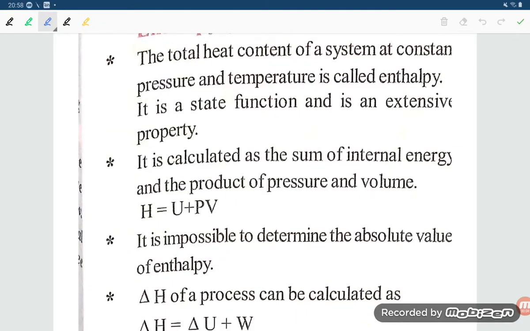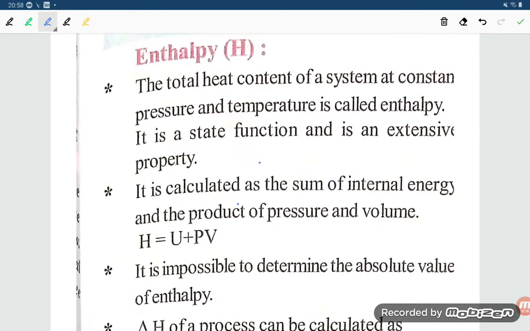Hello students, let us try to understand the next topic, that is enthalpy. The next concept is enthalpy. So what is enthalpy, student? Enthalpy in general terms we say is change in energy. Okay, we directly say that it is change in energy.